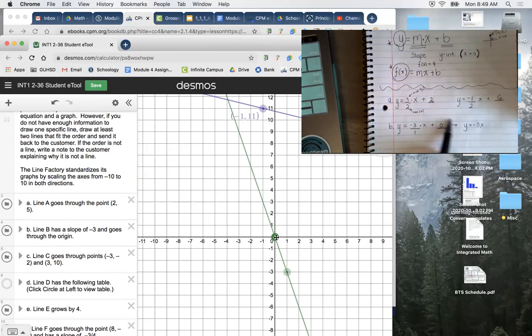You guys are welcome to leave it in this form. I would never mark you down for that. But that is the final equation for this one. Okay, let's do a couple more.